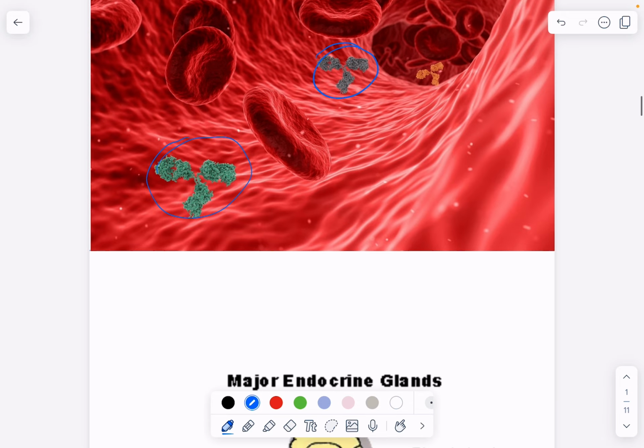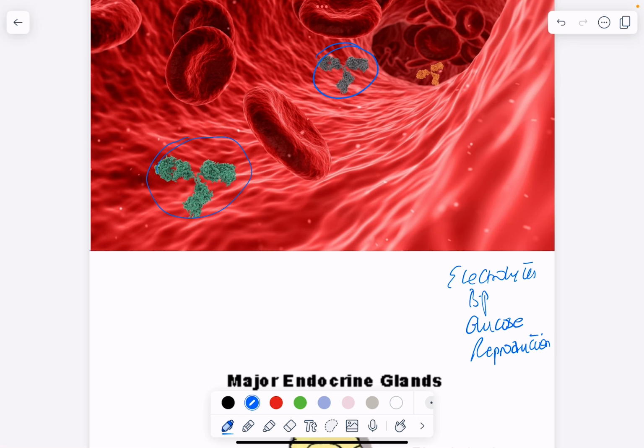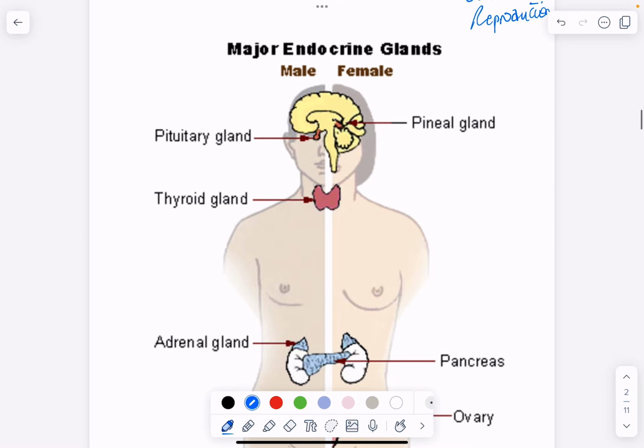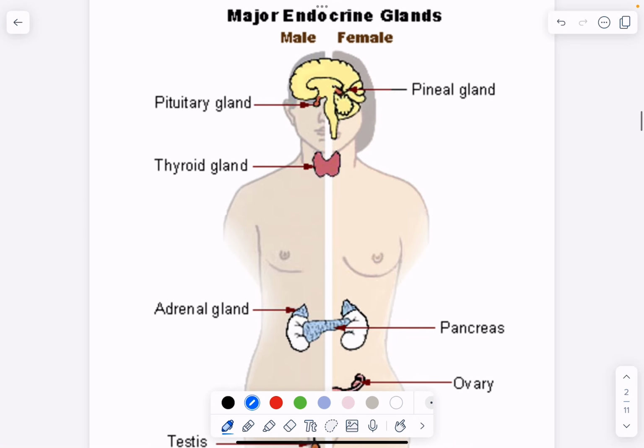Now, stuff like electrolytes, for example, blood pressure, blood glucose, reproduction, these are all controlled via hormones. So let's take a look at the major endocrine glands and how these are regulated.